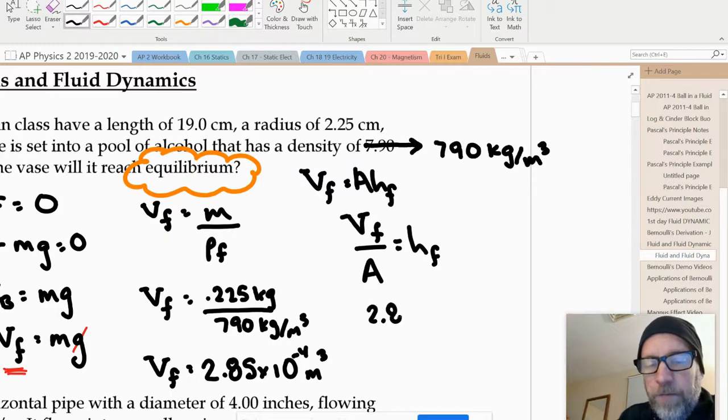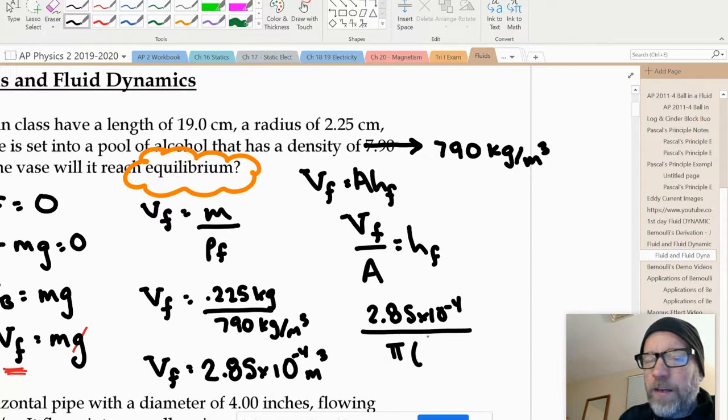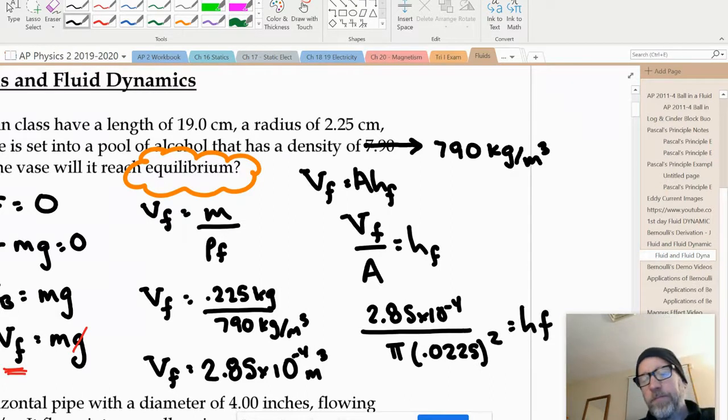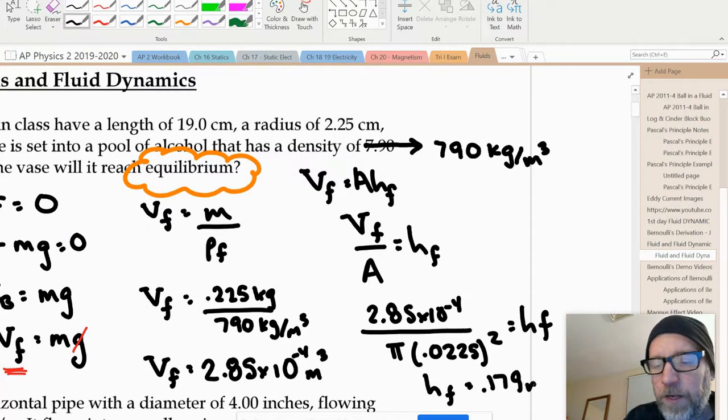So 2.85 times 10 to the minus 4 divided by pi and the radius here. The radius is going to be 0.0225 squared. Yeah, because you've got to convert it into meters. So second function answer divided by, don't forget to put parentheses around that pi. I got the height of the fluid is going to be 0.179 meters.